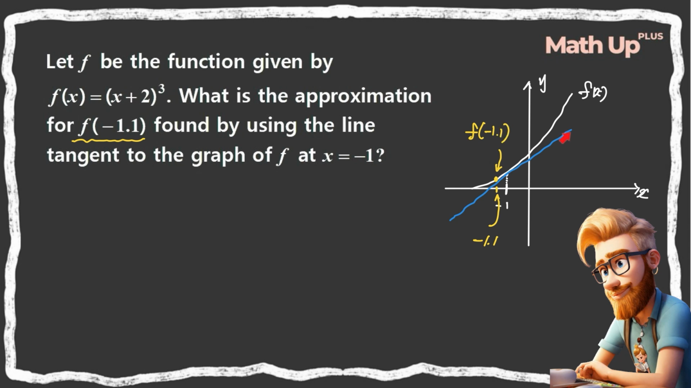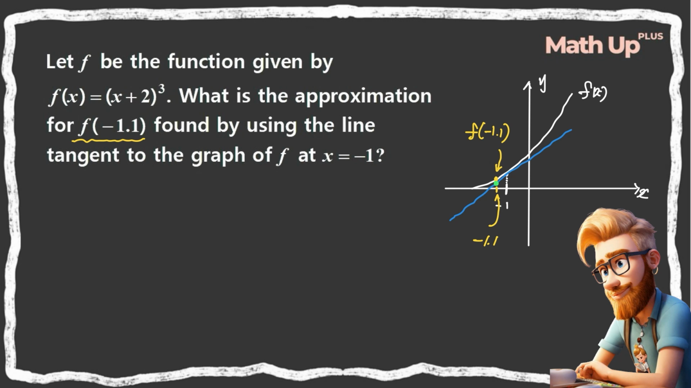But we're going to use this tangent line at x equal negative 1 to approximate this function value. So we're going to eventually find this point right here, the point on the tangent line when x is equal to negative 1.1. Does that make sense? So first thing we have to do is find the equation of the tangent line.